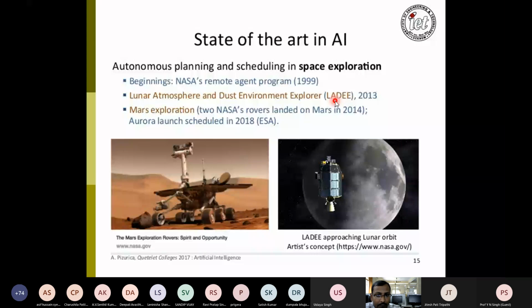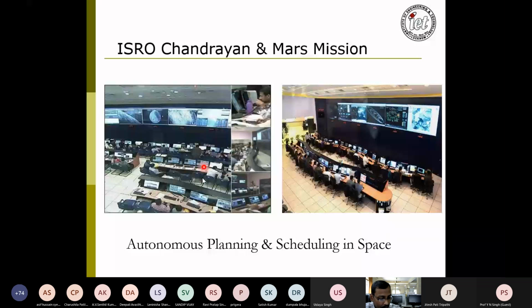So you see, from millions of kilometers from the Earth, space agencies like NASA and ISRO are able to autonomously plan and schedule the aircraft and all the satellites successfully. It is only possible because of the intelligent agent programs that are developed using AI algorithms, or artificial intelligence algorithms, right? Otherwise, it is really very hard to do such type of activity.